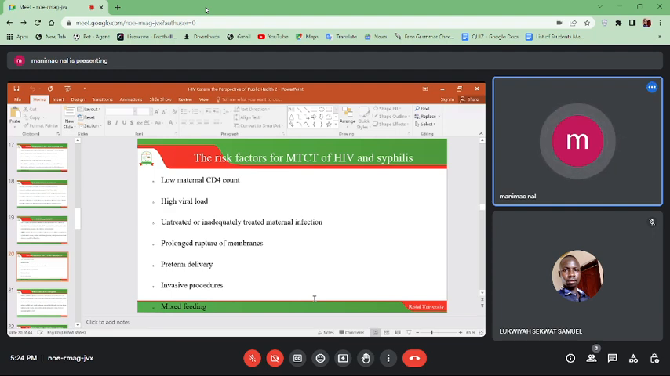We also have another risk factor, which is prolonged rupture of membranes. This is when a mother goes into delivery and the duration is more than 18 hours prior to the delivery. So if the delivery is so long, then in most cases it causes some complications when a mother is giving birth, which could also put positive mothers at risk when they delay long while giving birth.